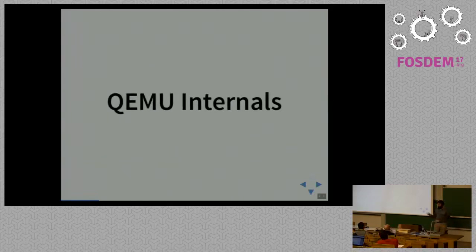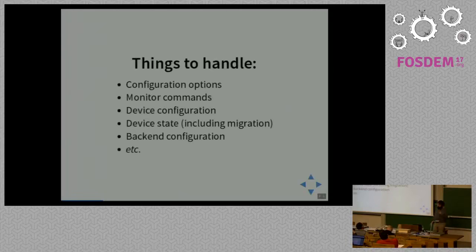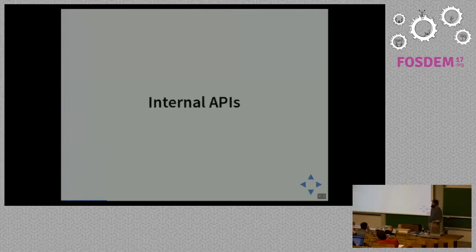So after this very quick overview of what QEMU does from the outside, let's see what it has to do on the inside. Basically, on this slide, we see an incomplete list of what QEMU needs to handle internally. Among other things, QEMU has to keep track of configuration options, handle monitor commands, keep track of device configuration, device state, and backend configuration, and other stuff. Each of the APIs I will talk about is used to solve one or more of those problems. Let's go inside QEMU then. I'll try to make the introduction very quick.